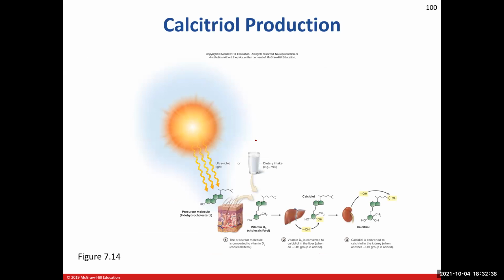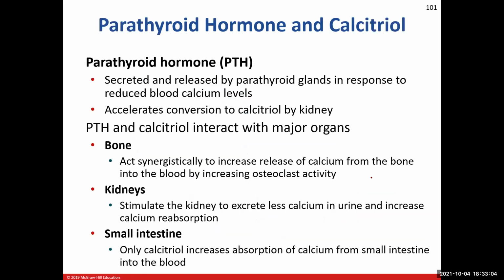Point being, once it's in your body and starts to circulate through your blood, it's got to go to the liver first. It gets converted into calcidiol. Awesome, but we're not there yet. Then it travels to the kidneys, where it gets converted into calcitriol. Perfect. Now we've got our hormone that is going to increase the amount of calcium absorbed from your small intestine. So meanwhile, you've got calcitriol doing that in the small intestine.